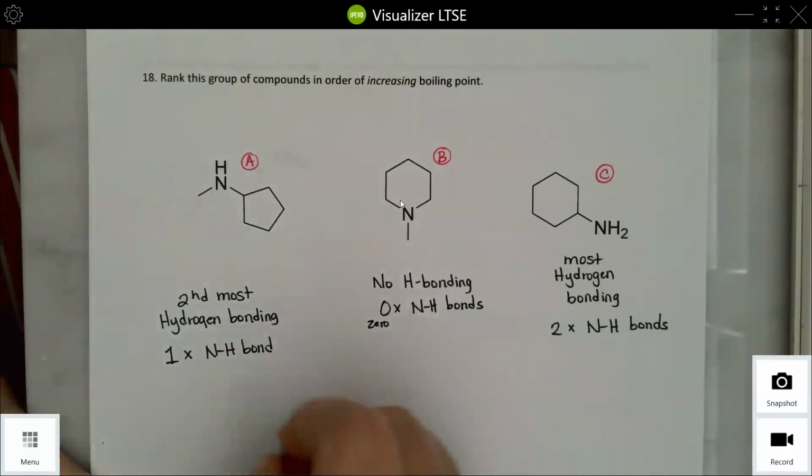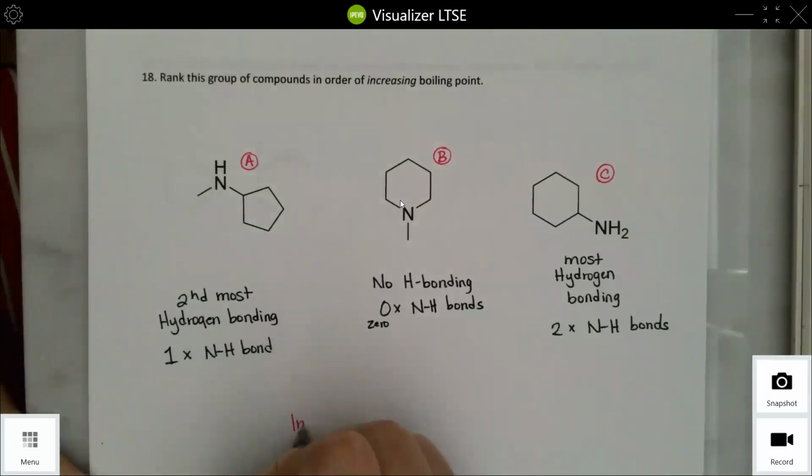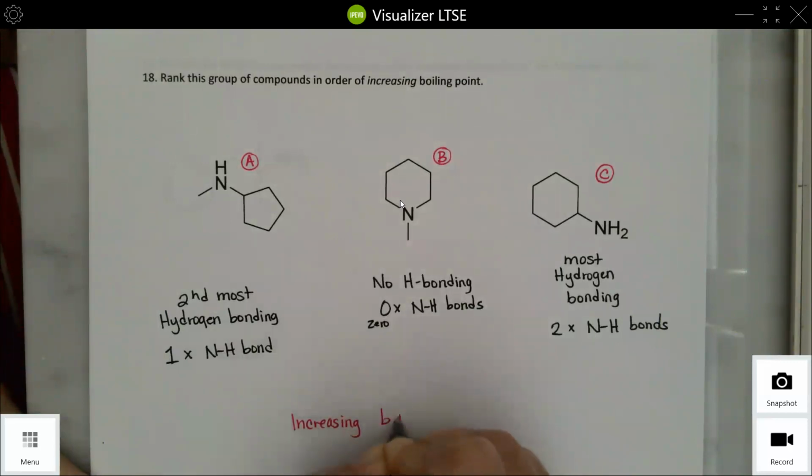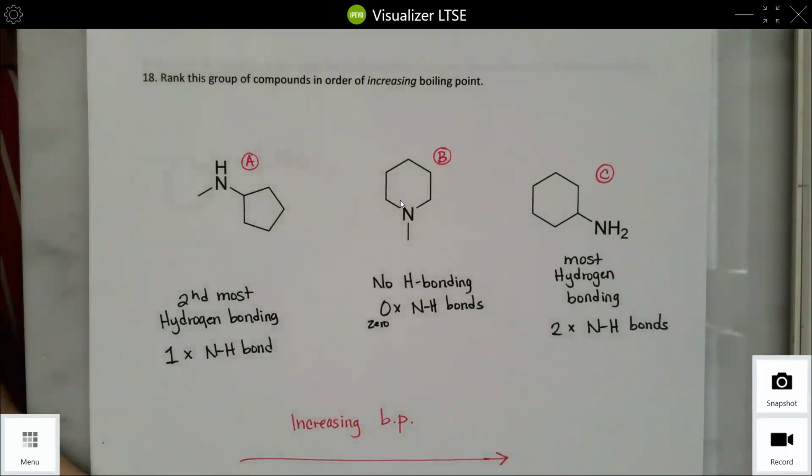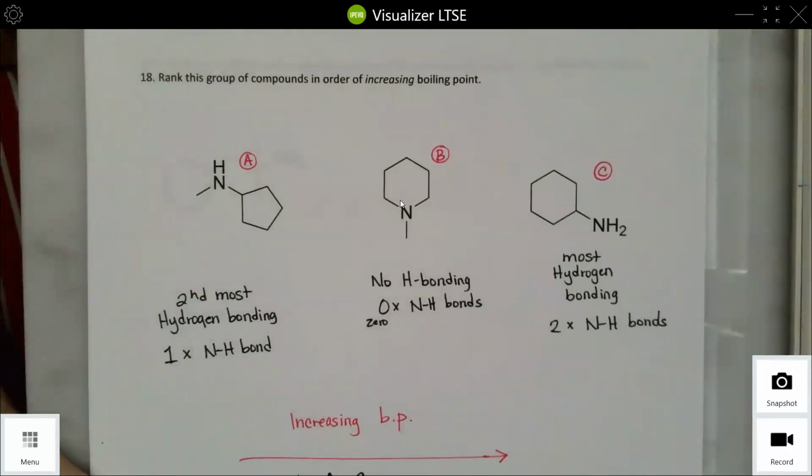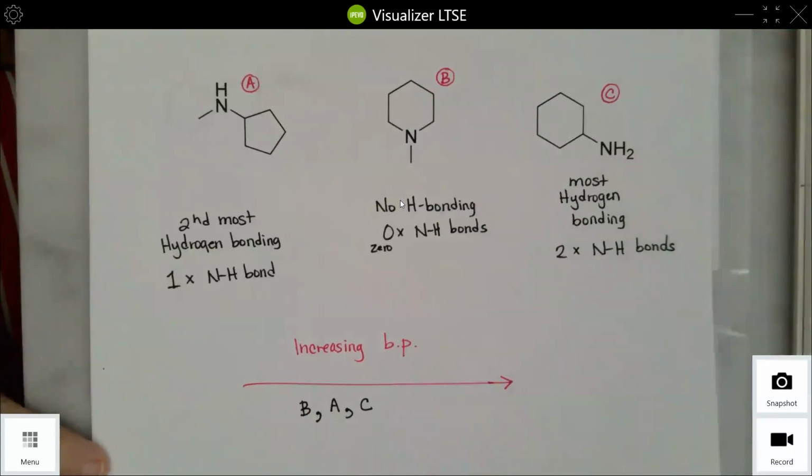Okay, so if we are ranking in terms of increasing boiling point, right, going this direction, we want to rank B, then we're going to go with A, and then C.